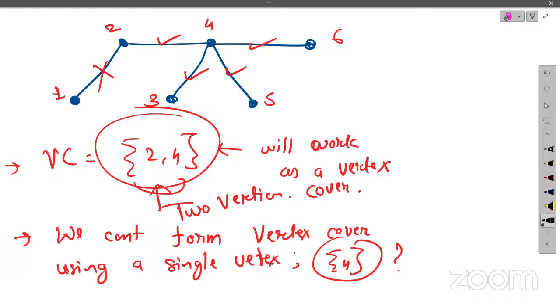But in this graph, we need at least 2 vertices to cover the whole graph. So this number 2 is actually important to us. This is the one problem we have: again, we want to find the minimum number of vertices using which we can form a vertex cover. This is the general question we will ask.